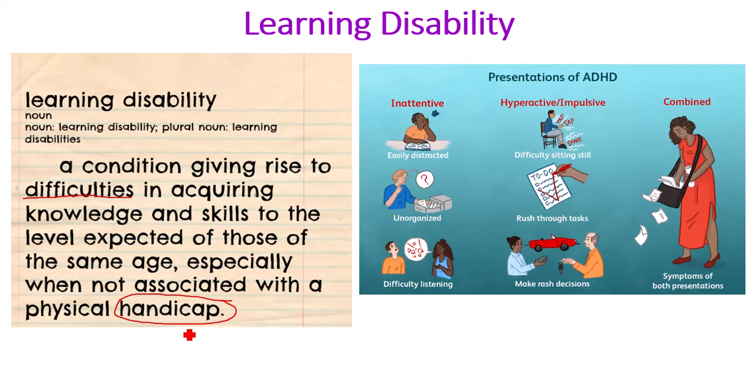So, for example, we talked about the other Megan having ADHD. In terms of learning disability mindset, a person with ADHD is inattentive, easily distracted, unorganized. They don't listen. They make rash decisions. They rush through tasks. If they have the hyperactivity part, which many people don't, many people have just ADD. But if they do have hyperactivity, they might have difficulty sitting still. And sometimes it's combined, where there are symptoms of multiple things going on at once.